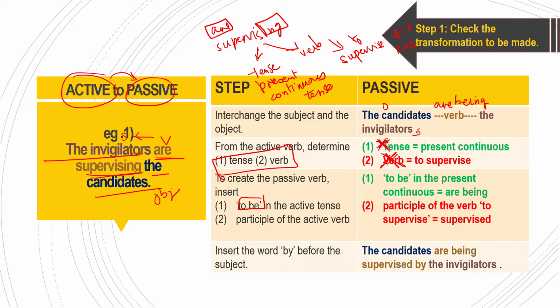From this verb, you need to find the participle. The participle of supervise is supervised. The last thing you need to do is just add the word by before the subject. The candidates are being supervised by the invigilators. Okay. You need to be careful about the verb. That is the most important part, which makes or breaks your transformation.